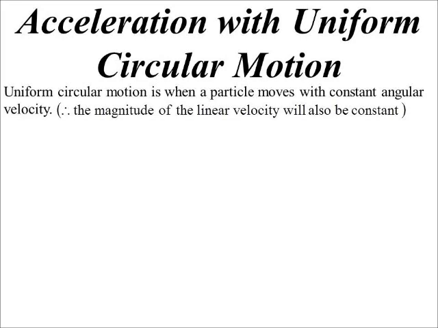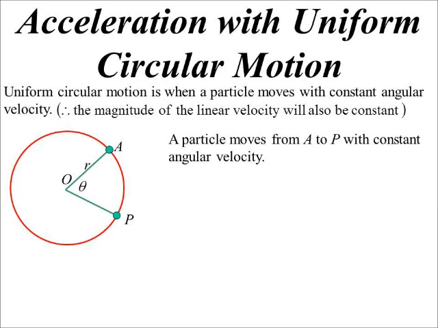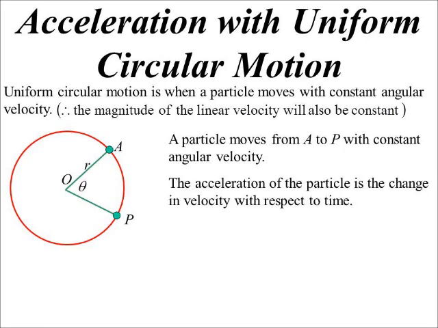So let's draw up a picture so I can show you what I mean. So A is going to move to P with a constant angular velocity. Well, if it's a constant angular velocity, remember we said the linear velocity was directed in the direction of the tangent at the particular point. So the acceleration will be the change in velocity. So at A, I'm going off in this direction, where the blue line's going, with a velocity of v. At P, I'll be going off with a velocity of v dash.